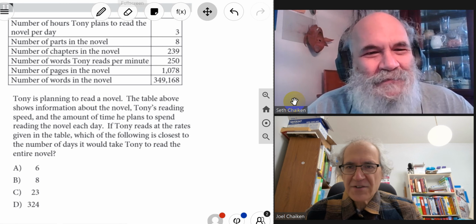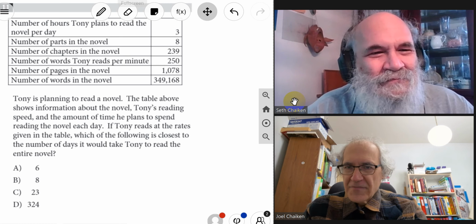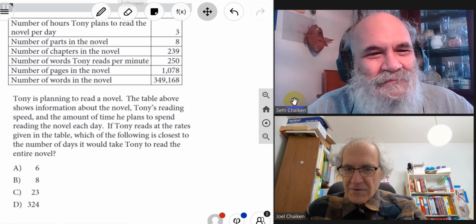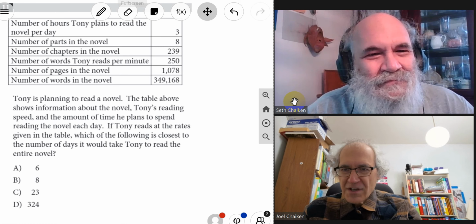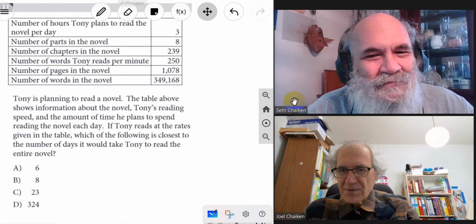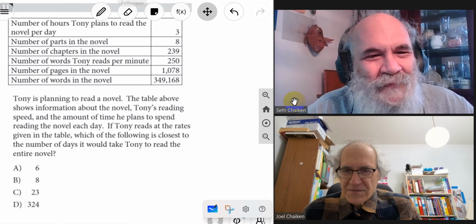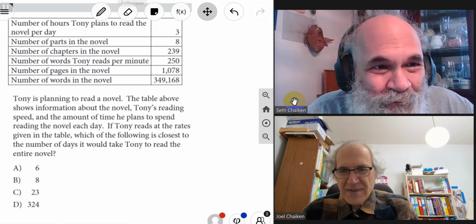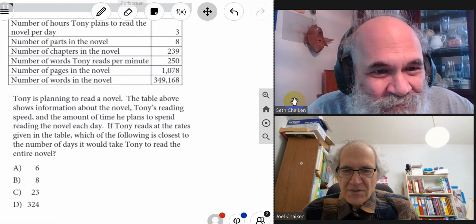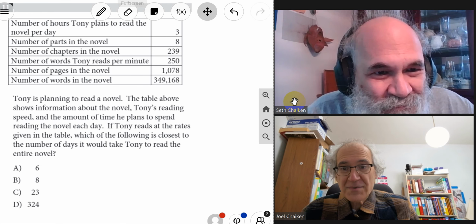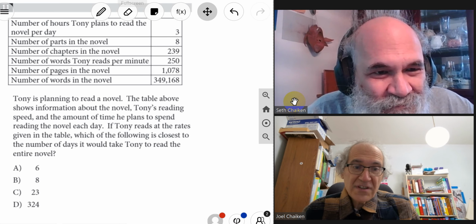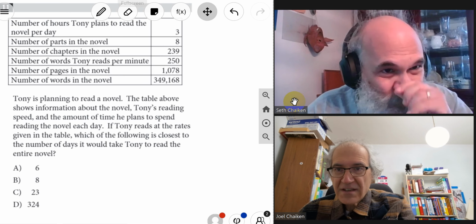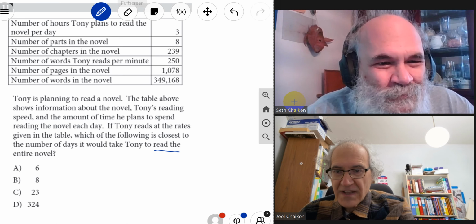So this is from a calculator section, and here's our question of the day. They give you a table, so now we actually have to read this thing. Tony is planning to read a novel. The table above shows information about the novel, Tony's reading speed, and the amount of time he plans to spend reading the novel each day. If Tony reads at the rates given in the table, which of the following is closest to the number of days it would take Tony to read the entire novel? Notice that it is the entire novel. That's going to be important.